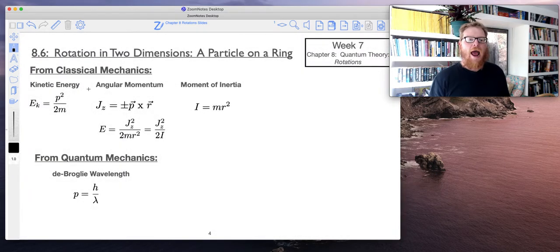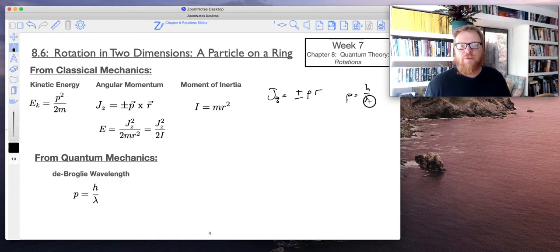So here's what happens. We've got our classical mechanics equations, we've got our quantum mechanics equations. Let's smash them all together. So we know we can write here that classically Jz is plus or minus PR. I'm just going to write that as PR, even though we know that's technically the cross product. And I know the de Broglie wavelength, that P equals h divided by lambda. So that's a pretty obvious place that I can combine these.